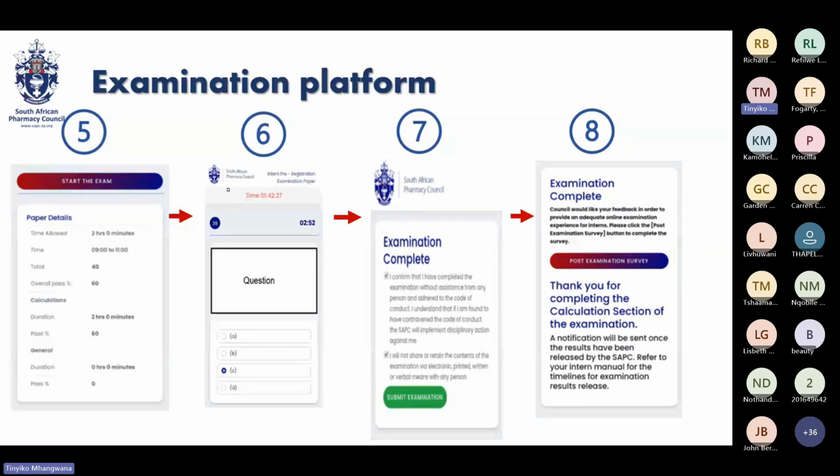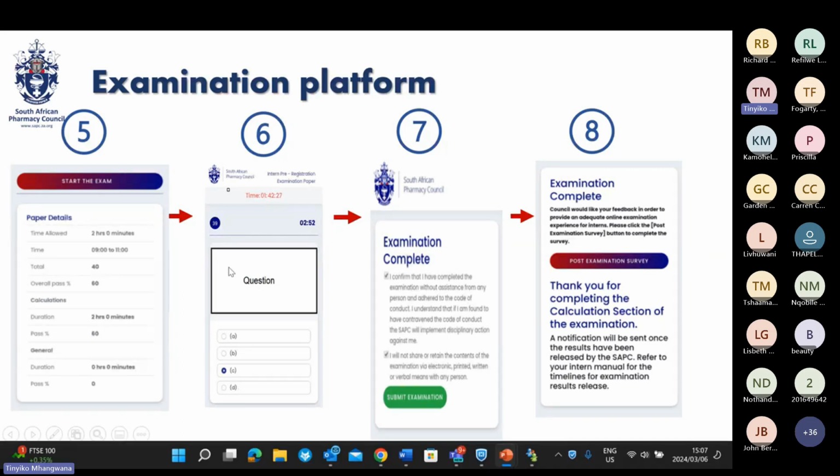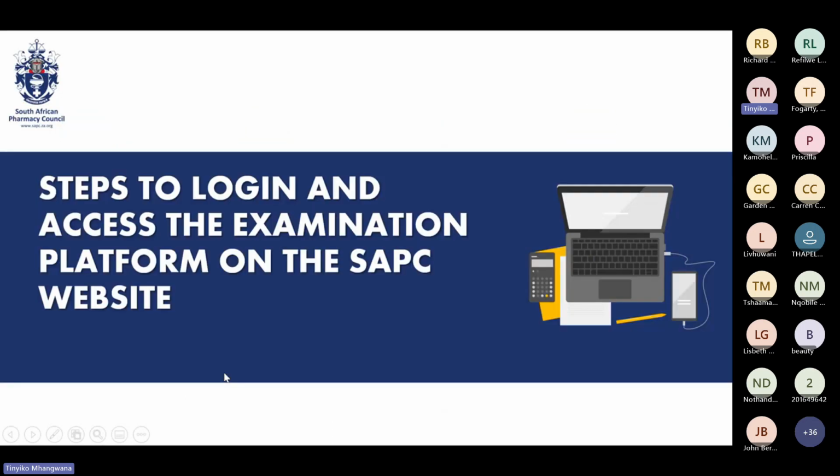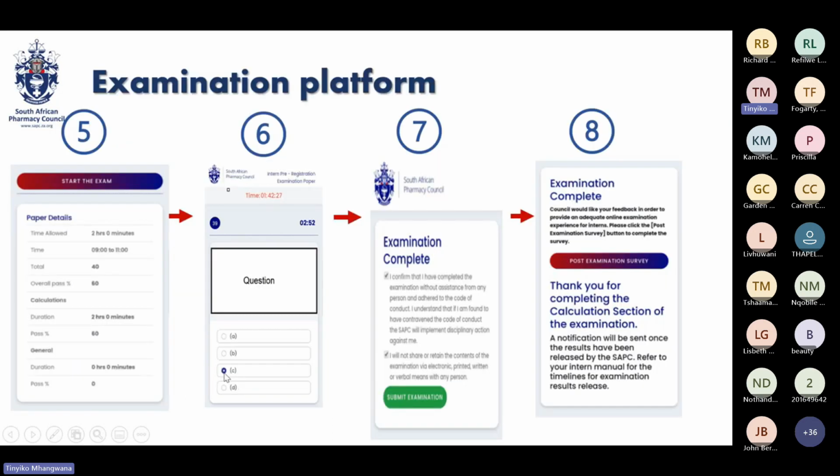So this is how the question is going to be. Where it's written question, that's where the question will be. And then the options with the answers. So you choose the most appropriate answer by clicking on it. The one that you click on will be blue.